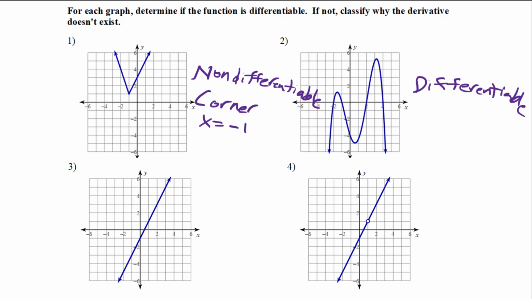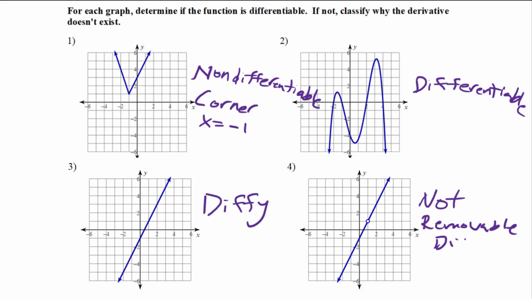Number 3, is that smooth? Well, it's just a line, so that is differentiable as well. I'm going to abbreviate it, diffy. What about number 4? That looks similar to number 3, except what's the difference here? Oh, there's a point that's removed. So this one is not differentiable, because we have a removable discontinuity. And that removable discontinuity is at x equals 1.